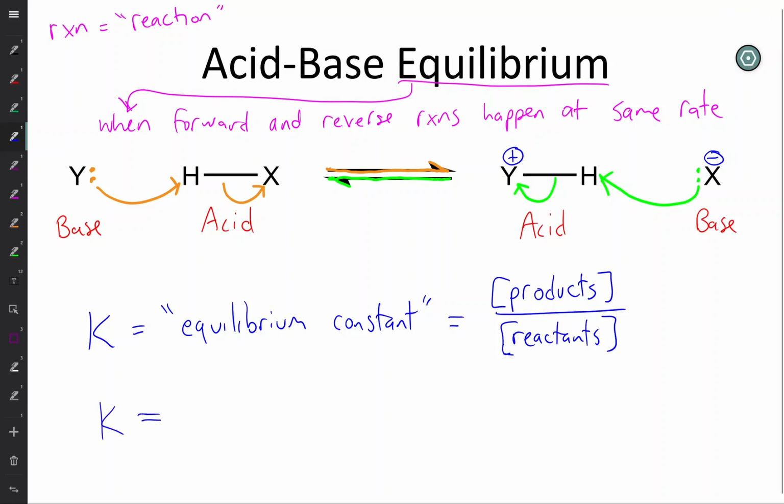So for any acid-base reaction, if you know the pKa values of the acid on the left and the acid on the right, you can find the K value for that reaction. And this is a mathematical formula. I don't want to belabor the math, but it's going to be 10 to the power pKa of the acid on the right minus the pKa of the acid on the left.